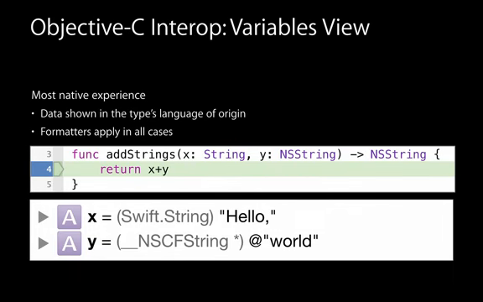The variables view goes by what's called a most native experience. We'll show you data in the language in which the type was first written. In this case, we see a Swift string and an NSString side by side. And the Swift string is shown as a Swift string literal, as you would type in Swift source code. The Objective-C string literal is shown as an Objective-C string literal. It's shown as you would type that same thing in Objective-C source code. In all cases, data formatters will apply.